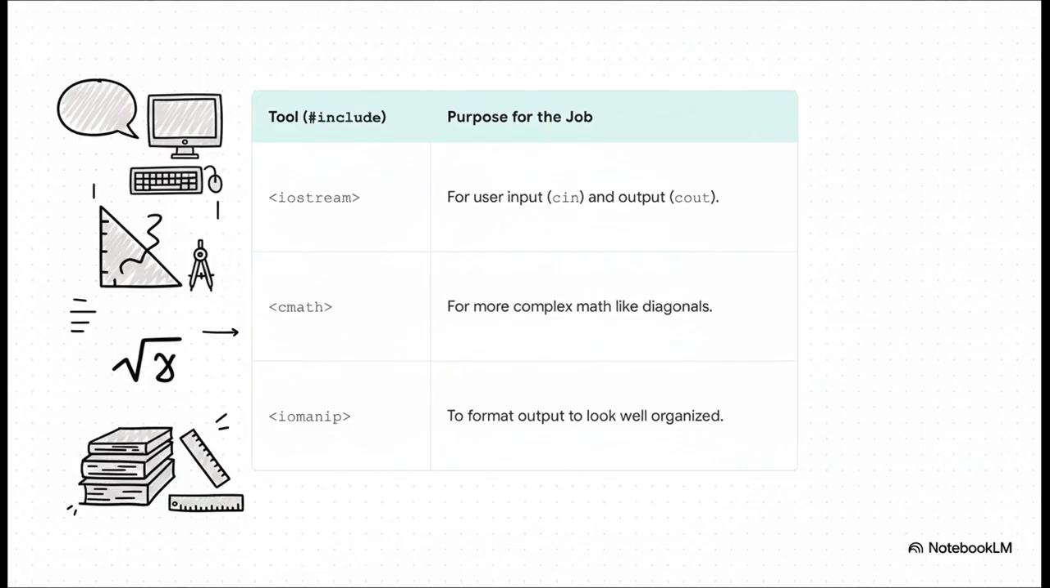So let's break it down. First, to talk to the user, we absolutely need iostream for cin and cout. That's a no-brainer. We don't technically need cmath for this simple calculation. But hey, if we wanted to find the diagonal, we'd need its square root function. And finally, to make our results look pretty, we'd pull in iomanip. See? It's all about selecting the right tools for the specific tasks you have.